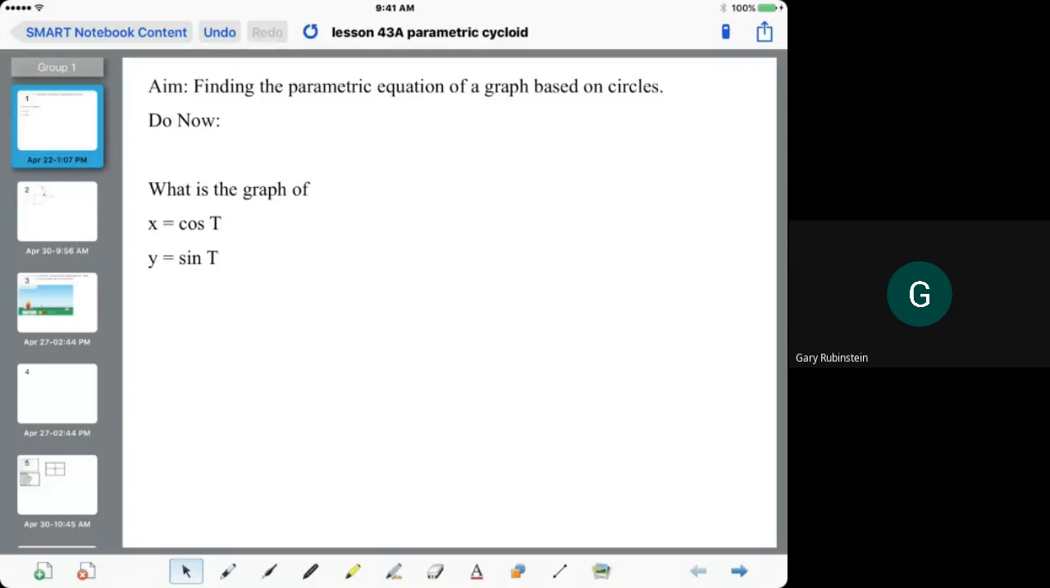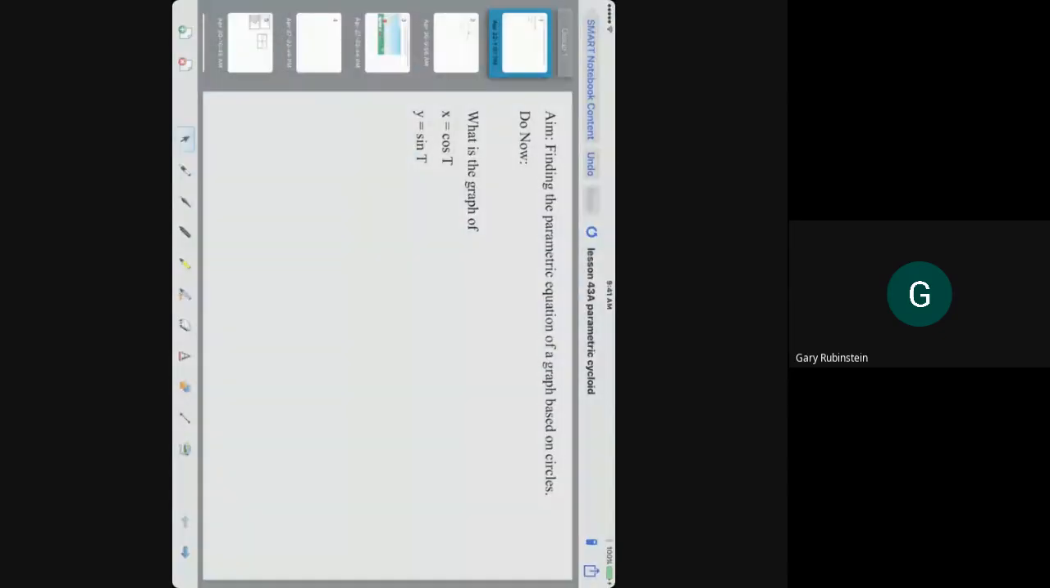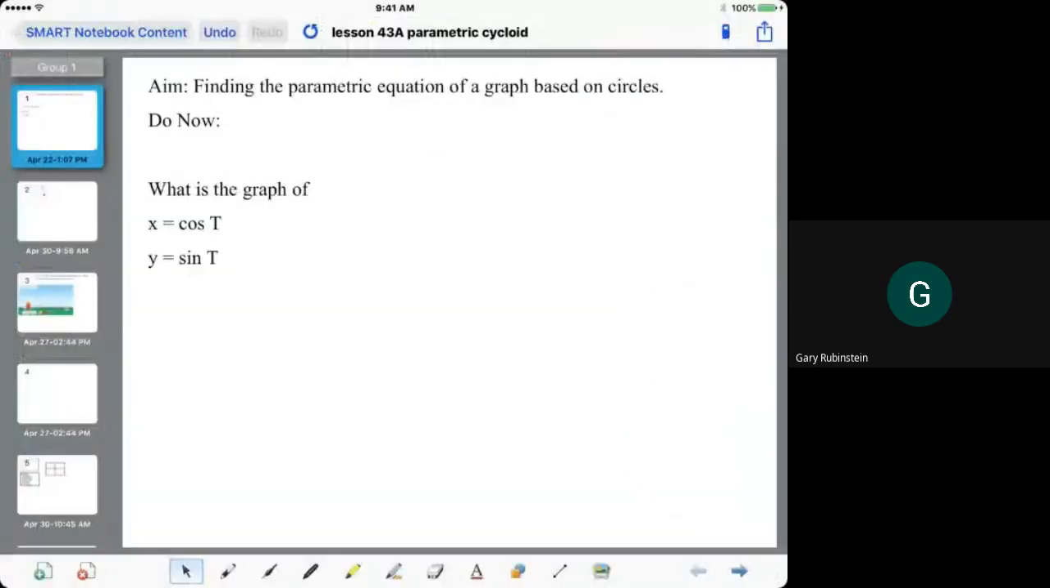But what we start with is not going to be such a tricky question. So the warm-up question is, what would be the graph of this parametric equation? x equals cosine t, y equals sine t. And you could type some stuff into the chat. You can get more detailed than just one word. So type some stuff about what the graph of that should look like.